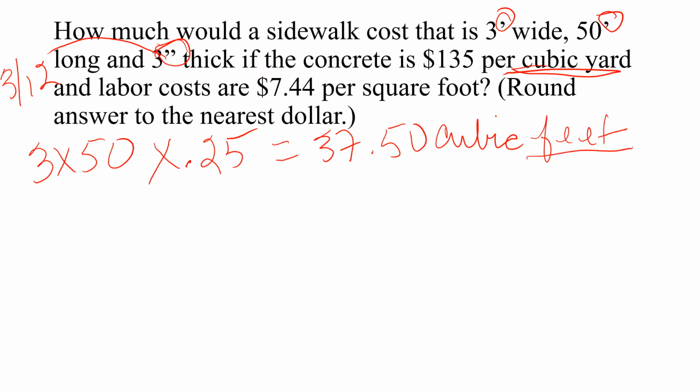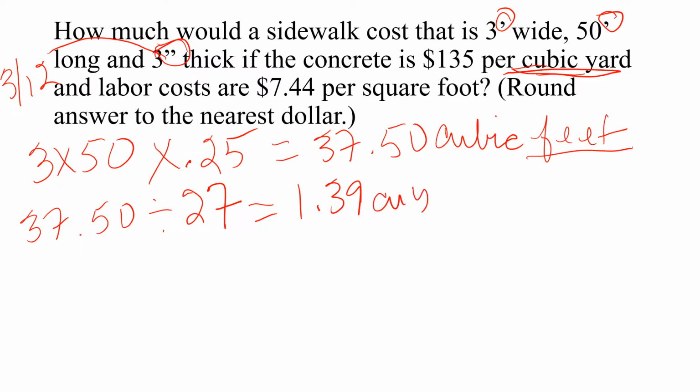But we need to get our cubic feet to cubic yards. To get cubic feet to cubic yards, you divide by 27. There's an awesome chart at the beginning of this chapter. Very, very helpful chart. So that gives us 1.39 cubic yards.